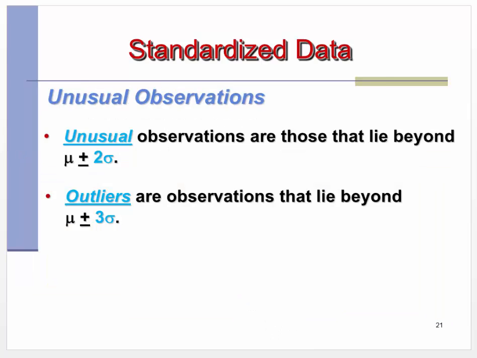Unusual observations. We define unusual observations as those that lie beyond 2 sigma, or 2 standard deviations. And outliers are the ones that lie beyond 3 standard deviations. So if I give you your test results back, I give you the average of the class and the standard deviation. If your score is 2 sigma beyond, on the upper side, okay, but if it's on the lower side, minus 2 sigma, then you need to be careful, right? And you don't want to fall outside of 3 standard deviations, 3 sigma. Then that will be an outlier. That will be too bad.